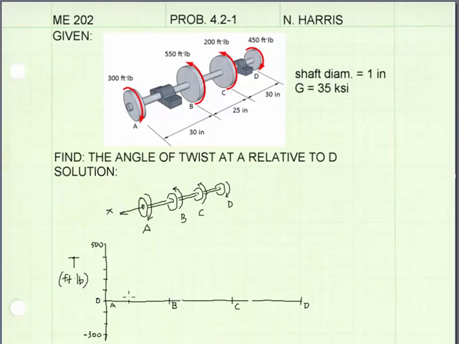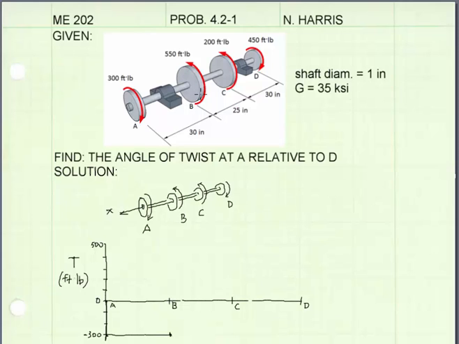Let's begin at point A and work towards point D. At point A, we see that we have a negative 300 foot-pound torque applied. So we will begin our diagram by dropping immediately at point A from 0 to minus 300 foot-pounds. And the torque remains constant at minus 300 foot-pounds from A to B.